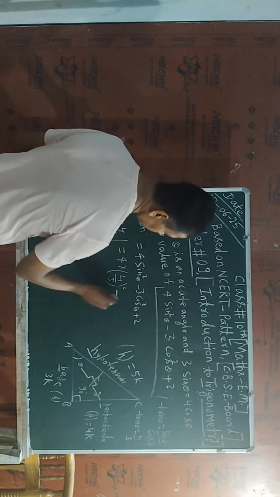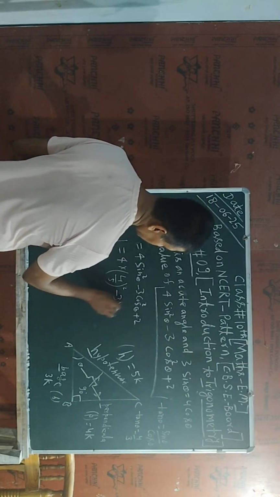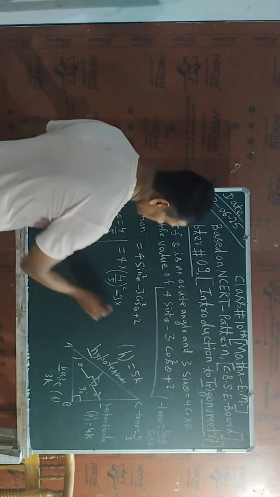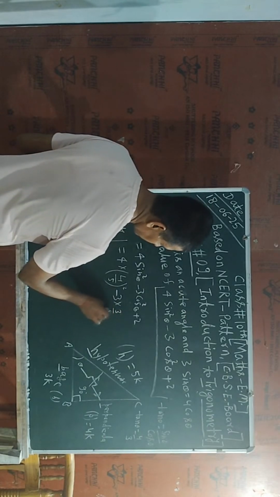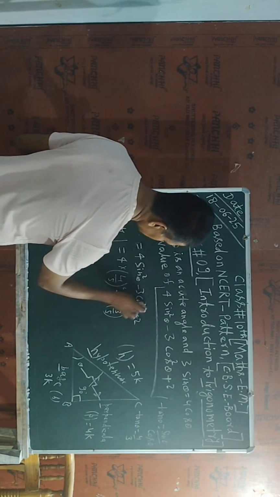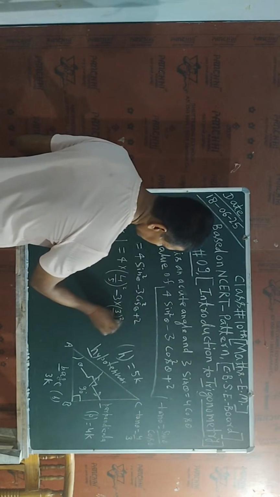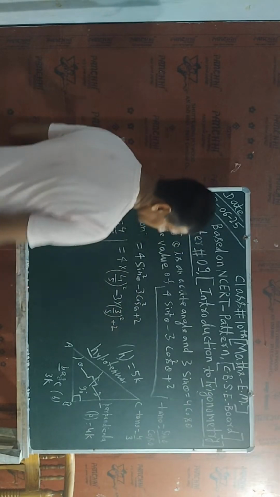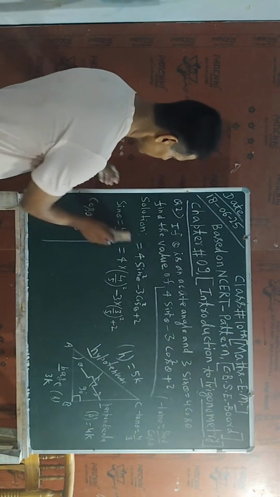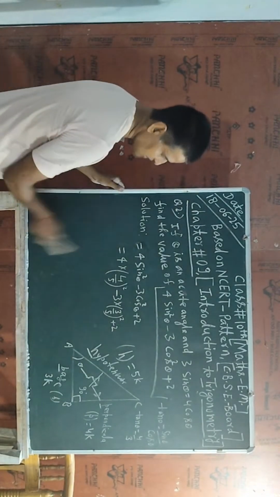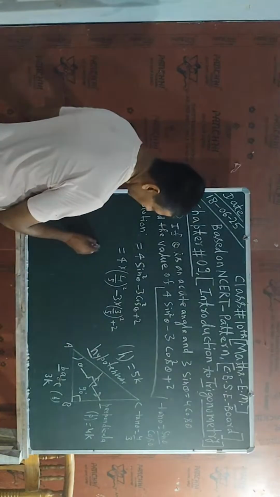So again here p is available, so I will put here 3, and first in the place of cos theta I will substitute 3 divided by 5. Square is available, so here I will put the square, and plus 2 is available, so here I will put plus 2. Now I am going to erase this information.